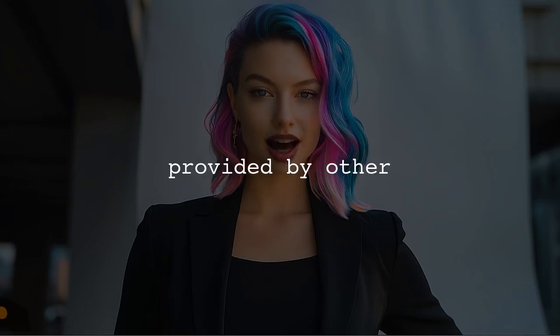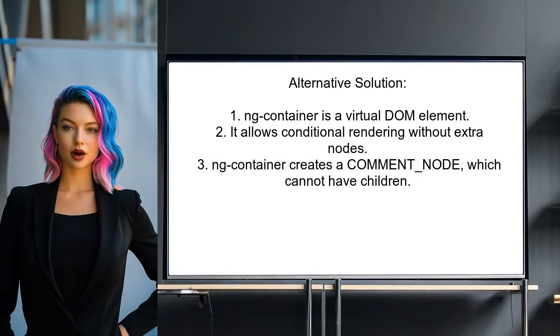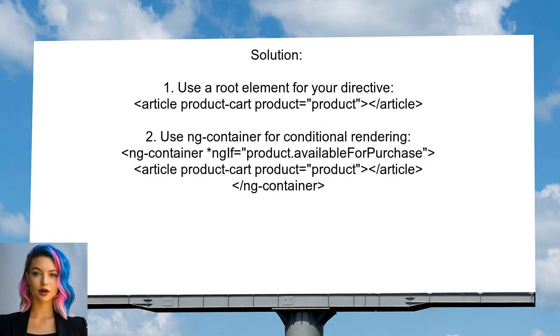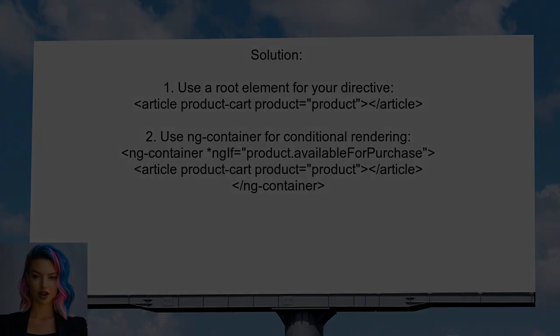Now, let's look at the answers provided by other users. This user explains that the ng-container is a virtual DOM element in Angular. It allows you to conditionally render elements without adding extra nodes to the DOM. However, since ng-container does not create actual DOM elements, it results in a comment node that cannot have child nodes. To avoid the issue with component selectors, the user suggests using a root element, like an article tag, to wrap your directive. You can still use ng-container for conditional rendering without adding extra nodes.